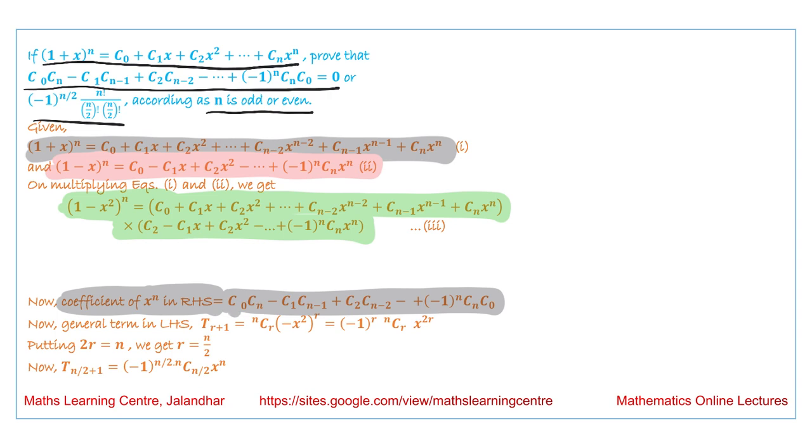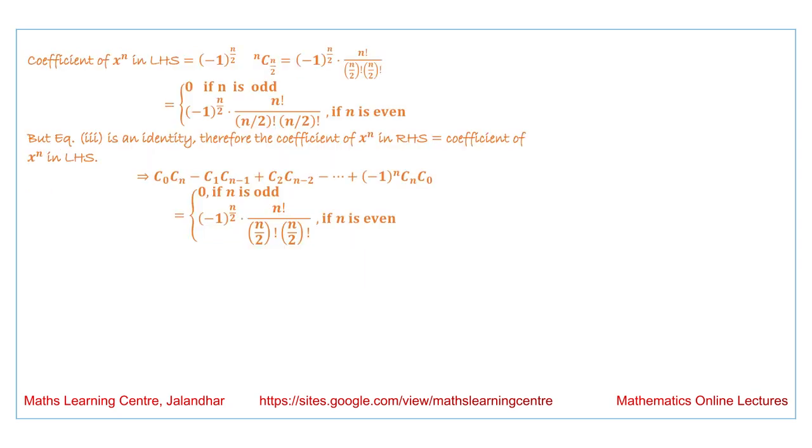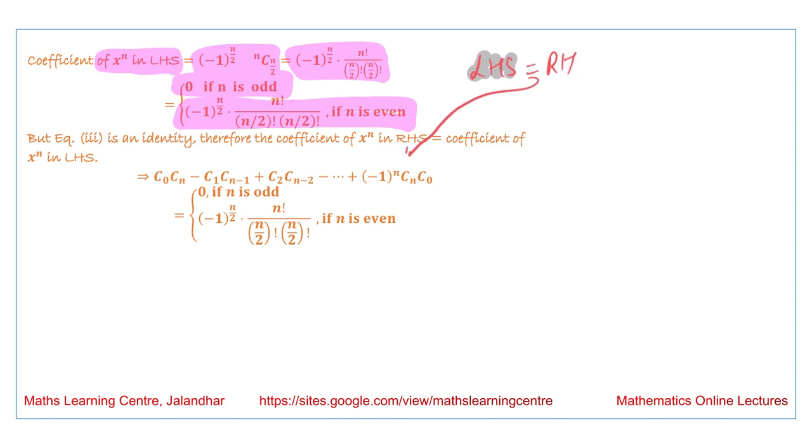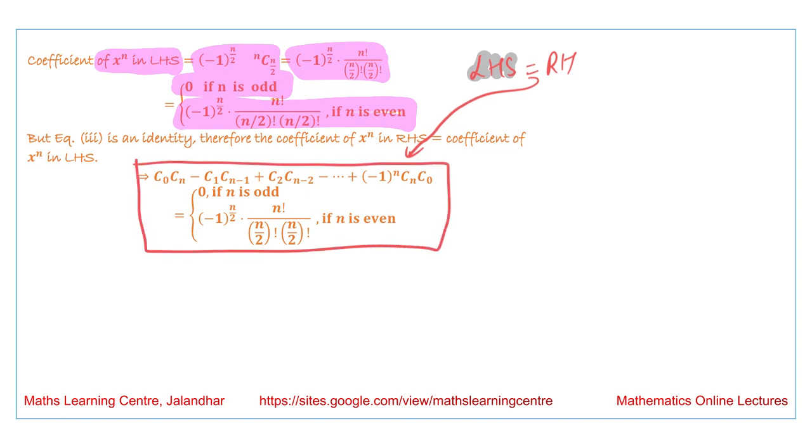If we write the coefficient of x raised to the power n, using the general term, to find the coefficient of x raised to the power n, we put 2r is equal to n. Now if we try to find the coefficient of x raised to the power n in the LHS, we obtain this, that is equal to this value, and it is equal to 0 if n is odd, and equal to this value if n is even. So on equating both LHS and RHS, we obtain that the value of this expression will be equal to 0 if n is odd, and minus 1 raised to the power this if n is even.